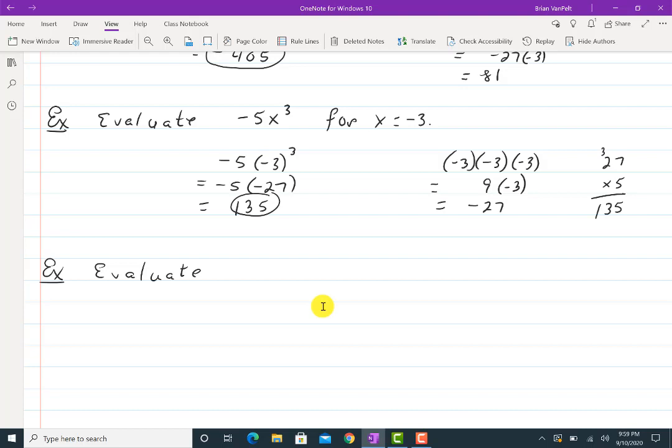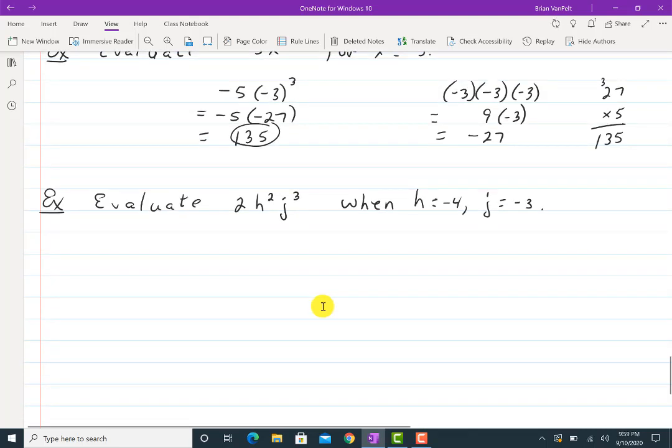I want to evaluate 2h squared j to the 3rd power when h equals negative 4 and j equals negative 3. So remember to substitute those inside of parentheses. So when I do my 2h squared j cubed, I'm going to replace the h with negative 4, and I will raise it to the 2nd power. And then I'll have the negative 3 and raise it to the 3rd power. So you can see that I've replaced the h and the j now.